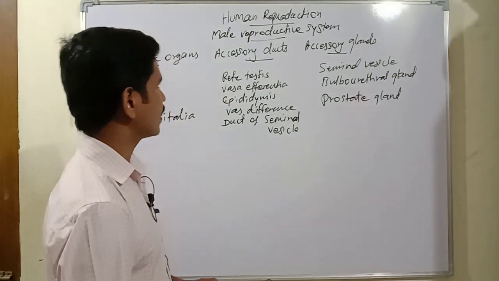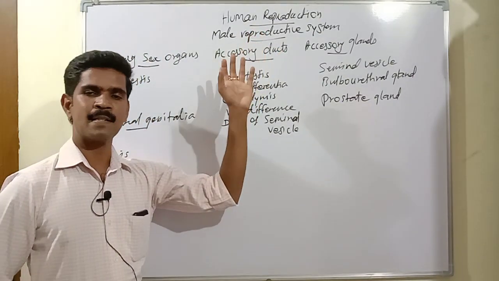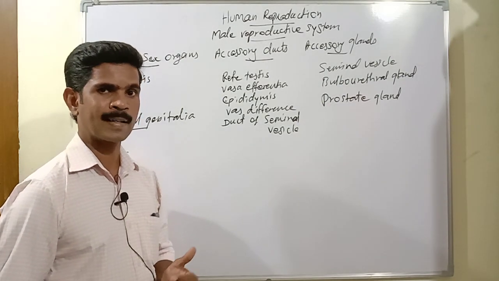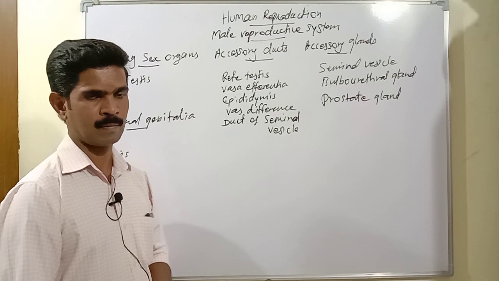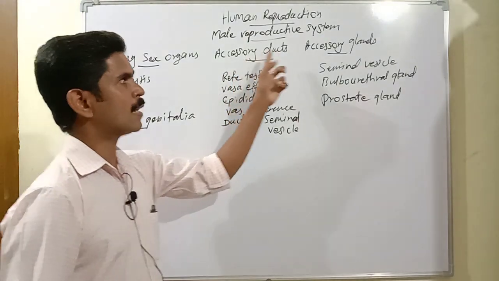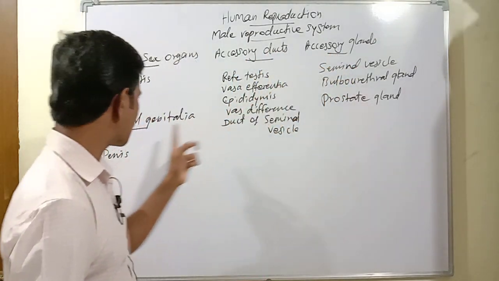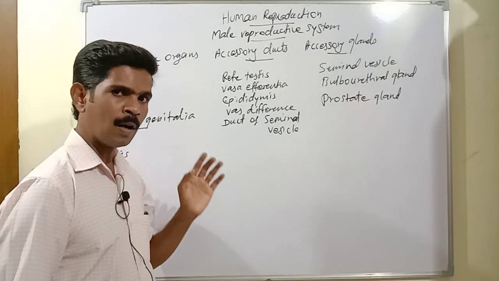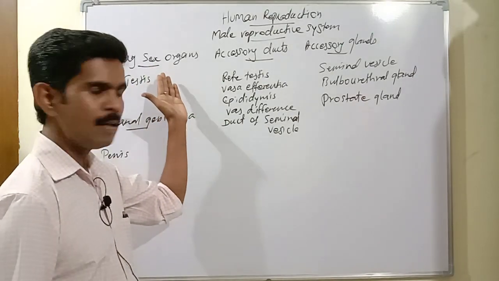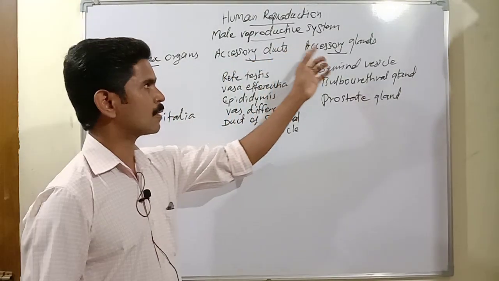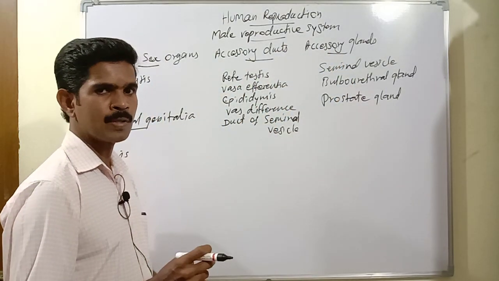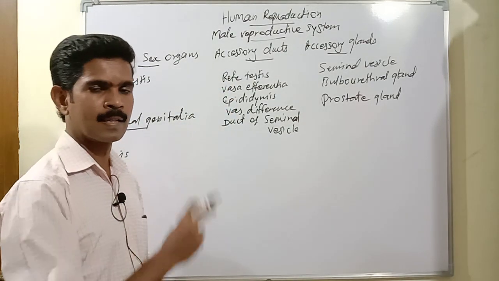Okay. Listen here very carefully. The male reproductive system consists of many organs or parts. All these organs come under four categories. The first is the primary sex organ, the second is the accessory duct, the third is the accessory gland, and the last one is the external genitalia. So all the organs of the male reproductive system come under four sections. Now we are going to study all these sections one by one.